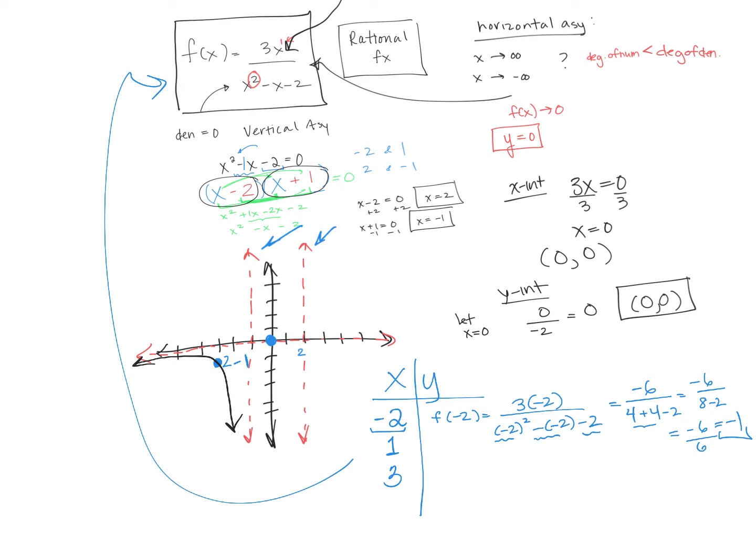Now, if you're not sure about that, you could plot another point. So you might want to plug in -3. And again, you're plugging into that original function. So you're trying to find f of -3. Well, 3 times -3 over -3 squared minus -3 minus 2. That's going to be -9 over 9 plus 3 minus 2. That's -9 over 12 minus 2 is 10. So we're going to get -9/10. So I know when I plug in -3, I'm going to be really close to -1. And so it'll be right in there.